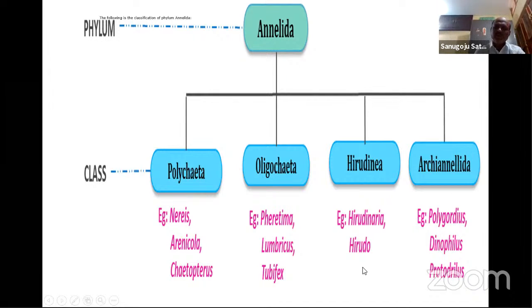Apart from this, one more, Myzostomida, is also there, as per previous books and previous knowledge. Myzostomes are also there. They are the primitive ones. Those were not included in our syllabus. Just three: Polychaeta, Oligochaeta, Hirudinea. Three classes are included in our syllabus.